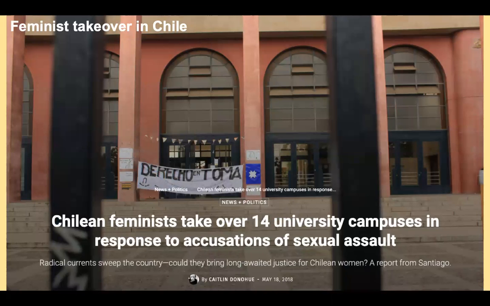Occupations have also been really important in Chile, where the feminist movement in particular has taken over dozens of campuses over the years during moments of acute protest of sexual assault. And their demands have often been very articulate and very precise. For example, they have often called for justice for Chilean women, and in particular, legislation and bills designed to protect women's rights and protect them from gender-based violence and discrimination.